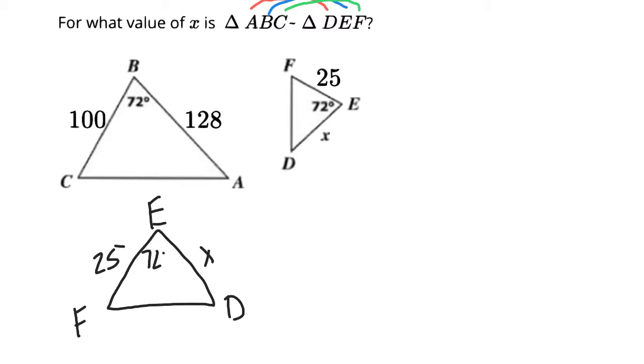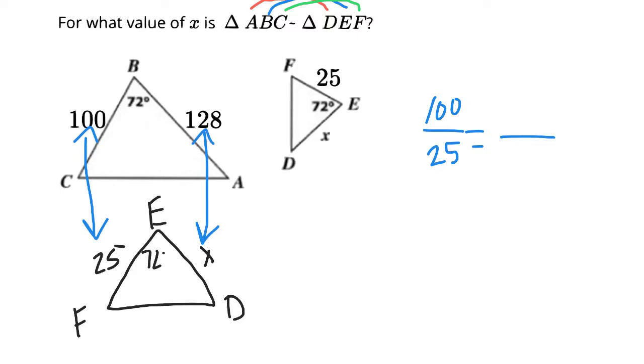Once you've got the two figures drawn the same way, it's often easier to figure out what your proportion should look like because it's easier to figure out how the side lengths match up. So now I can see that 100 is going to correspond with 25, so I'm going to put those in a ratio together. I can also see that 128 is going to correspond with the x, so I'm going to put those in a ratio as well.